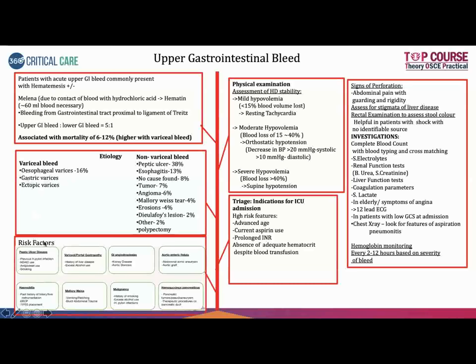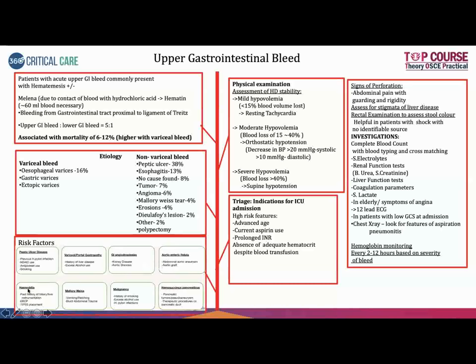So when we look specifically into the risk factors for peptic ulceration, there should be a history of any antiplatelet use, any NSAIDs, anticoagulants, or smoking history, H. pylori infections. For variceal bleed, history of liver disease or alcohol use. GI angiodysplasias, kidney disease or aortic stenosis, aortoenteric fistula, aortic aneurysm, or aortic graft placement in the past.